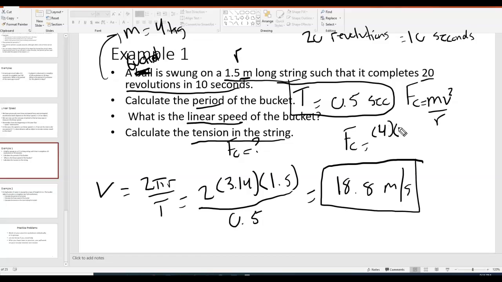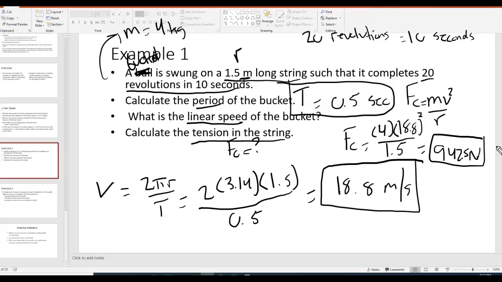So we have 4 times 18.8 squared. Remember, only v is being squared, so you have to square that 18.8 first before you multiply and divide. And then we want to divide by 1.5. Now, if you type that into the calculator correctly, 18.8 squared times 4 divided by 1.5, you should get 942.5 newtons. Okay, 942.5 newtons. That is the tension in the string.